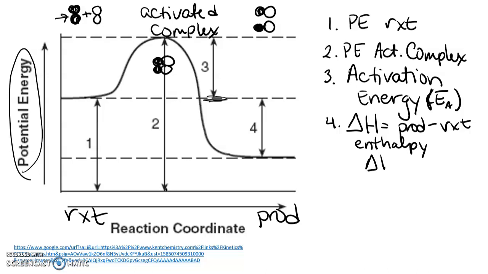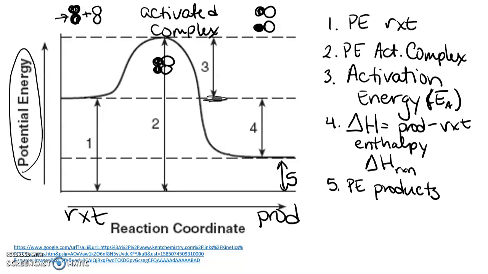Okay, so this is often shown as delta H. Sometimes it's delta H sub reaction. And I also want to add here a number 5. And number 5 is going to be representing the potential energy of the products themselves. So whatever substance that is.